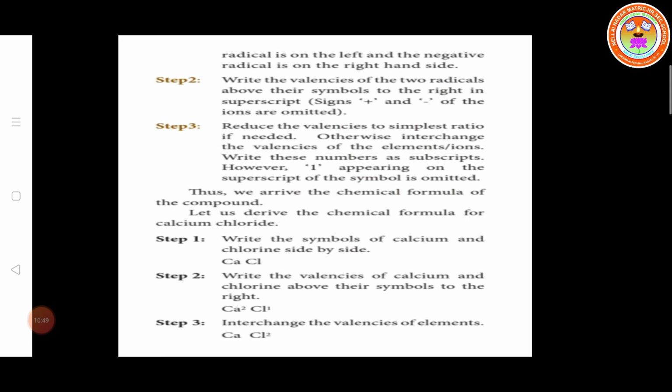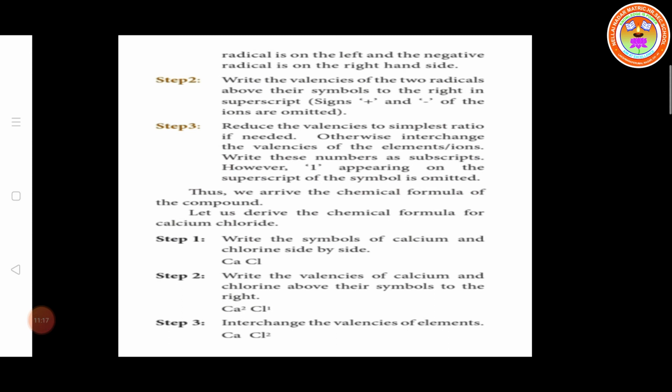Step 2. Write the valency of calcium and chloride above their symbols, in superscript. Already you know that the chlorine valency is minus 1, so neglect the minus sign and write only 1 in superscript. Then calcium is plus 2, so write only 2 in superscript. So Ca power 2, Cl power 1. That is the second step.